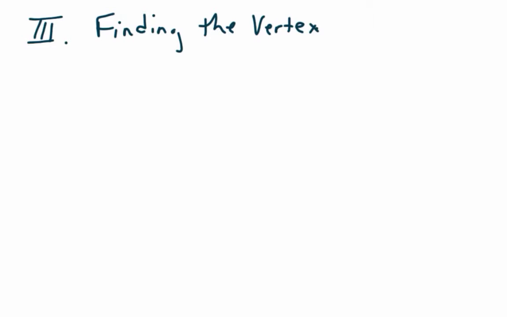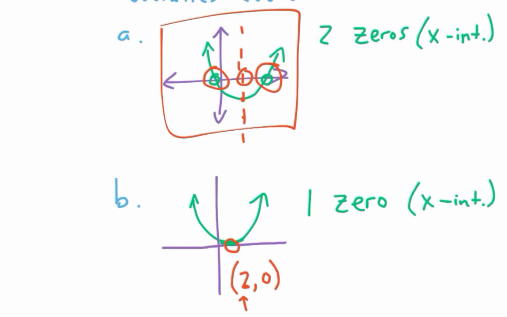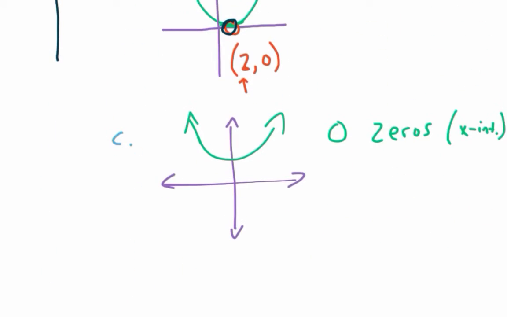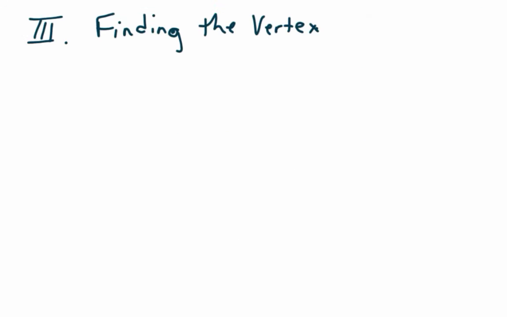So, finding the vertex. The vertex is going to be that point at either the bottom of a parabola or the top of a parabola. When we talk about a vertex, we're talking about this spot right there, the lowest spot on the graph. This spot right there is the vertex. If I had one opening down, like that, then it'd be the highest point. So we're looking at finding that vertex.